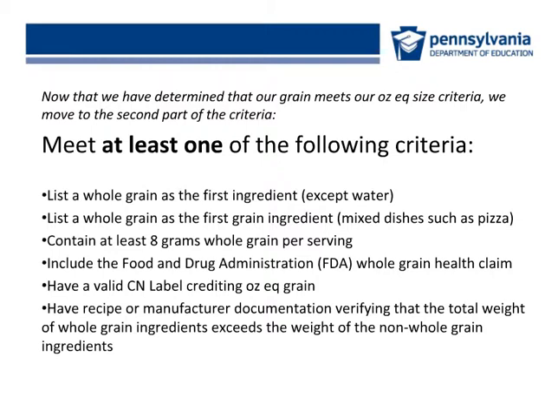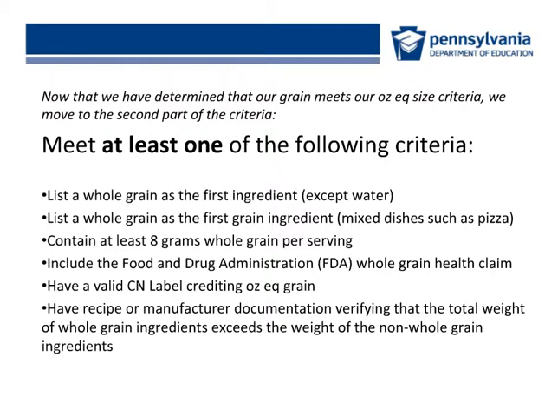In mixed dishes, such as pizza or a corn dog, a whole grain must be listed as the first grain ingredient. Products that contain at least 8 grams of whole grain per serving will sometimes have a whole grain stamp, which we will show you in a moment. Also, FDA's health claim for whole grain foods on the product label also signifies a whole grain rich product.